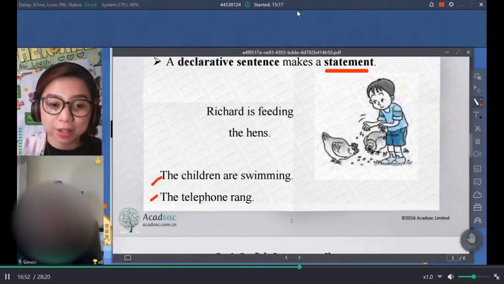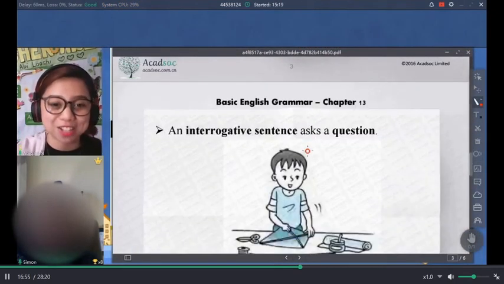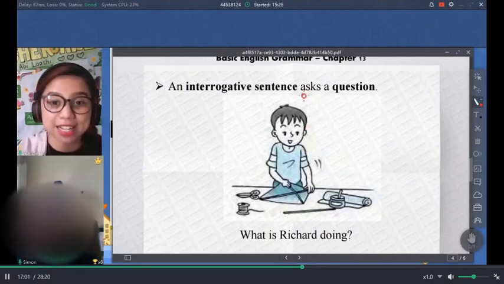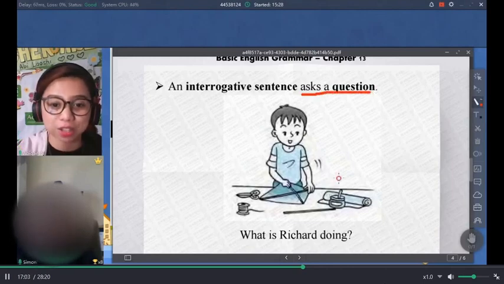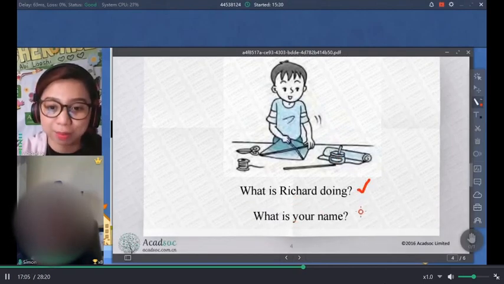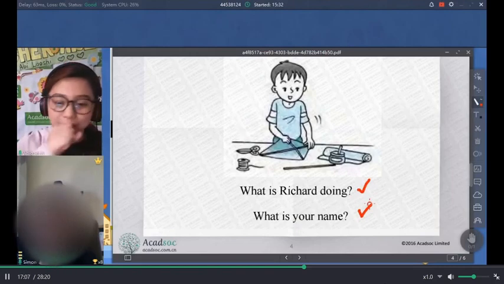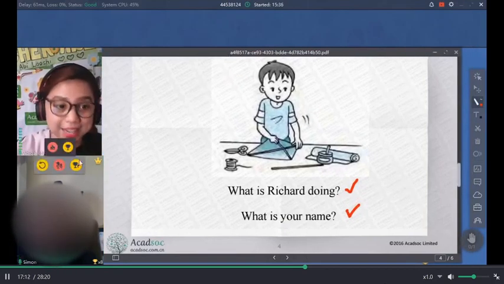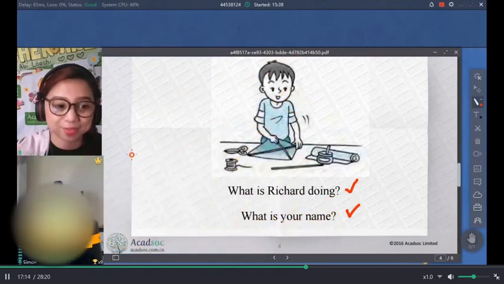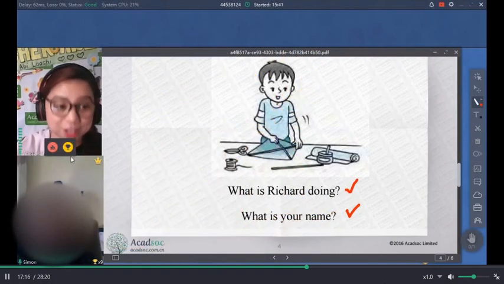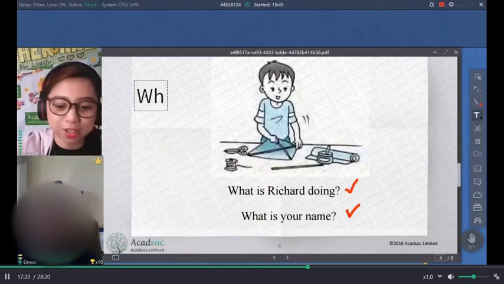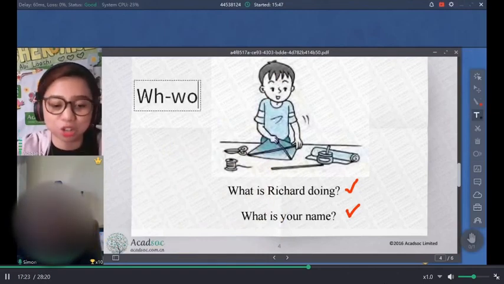So let's continue with the next page. Okay, let's learn more about the interrogative sentence. As I said in the beginning, it always asks a question. Look, can you read the examples? What is Richard doing? What is your name? Very good. An interrogative sentence usually starts with a WH question word.